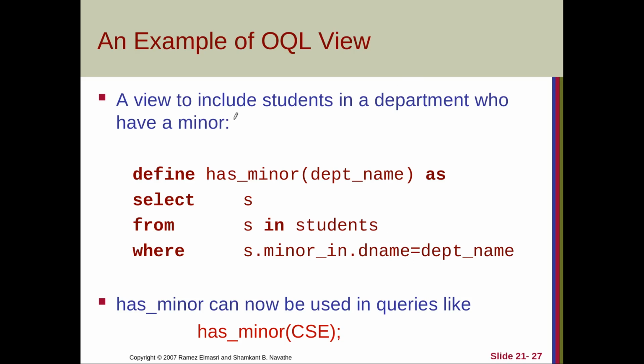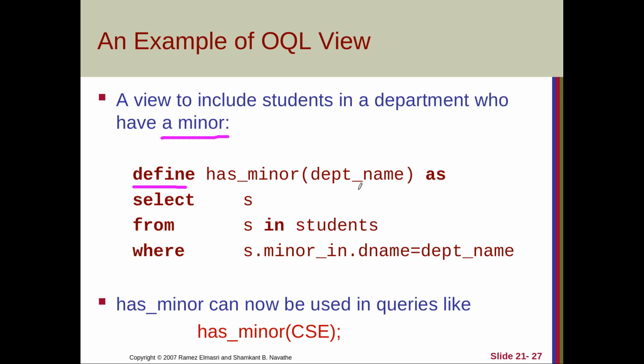Here this view is to include students in a department who have a minor. You can see it includes all the students in the department with a minor course. So define, keyword, has minor of department name.